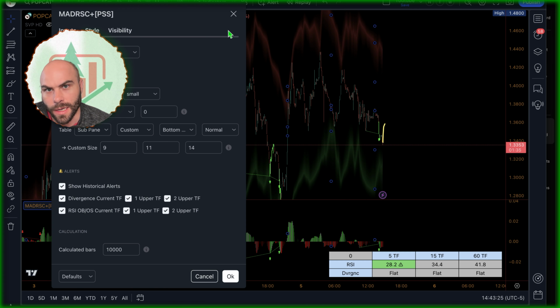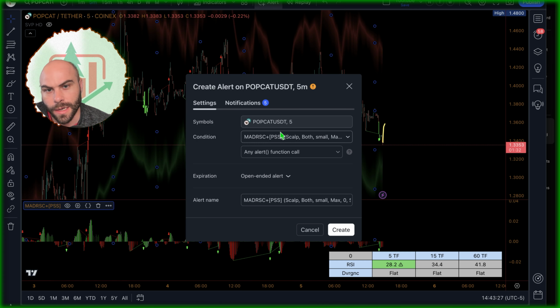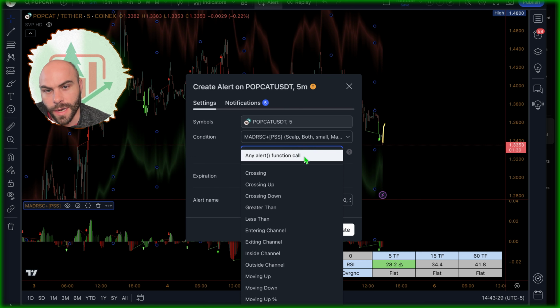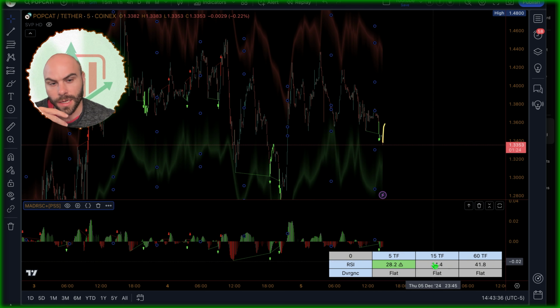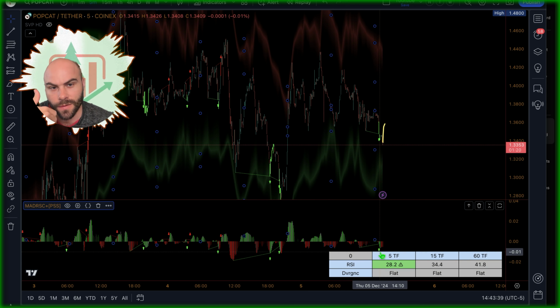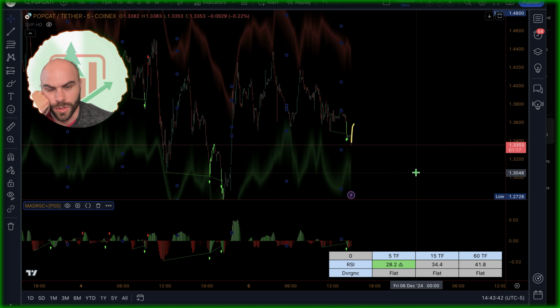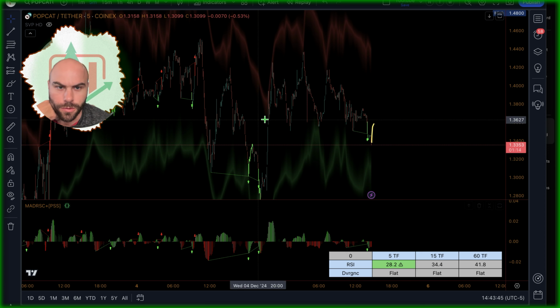So I can go ahead and come here and set an alert with the indicator and do any alert function call. And then I have basically 6 alerts that are going to pop off: the MACD divergences and the RSIs coming oversold and overbought. So that's how you use this tool.